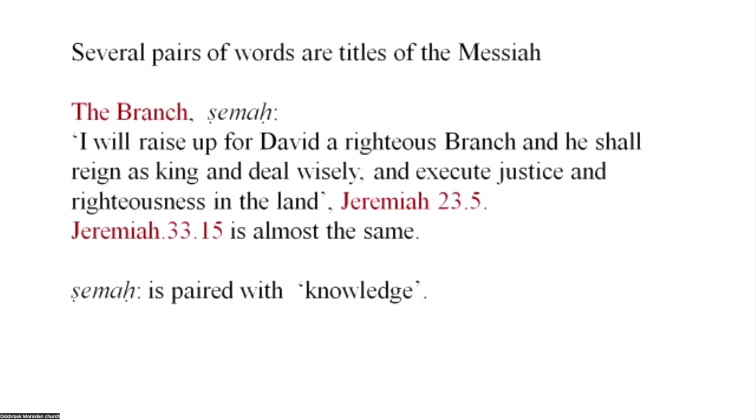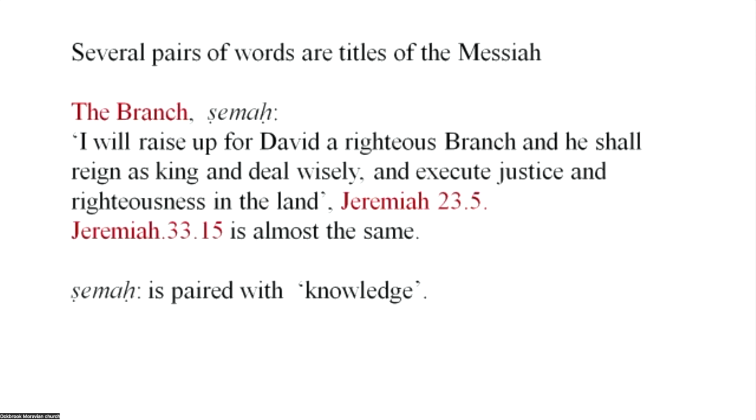Now, there are several pairs of words that are titles for the Messiah. I'm going to show you just a couple, in fact, today for the reasons of constraints of time. I'm going to show you 2 words which both translate branch, semach. That H with a dot under it is like a Scottish CH. It's a rough H, semach. And this is the word for the branch that's used in Jeremiah. I will raise up for David a righteous branch. He shall reign as king.